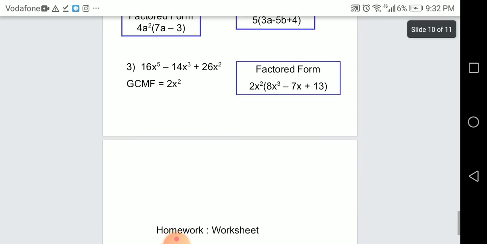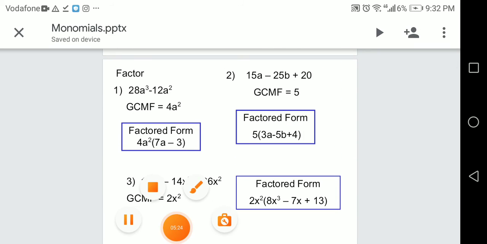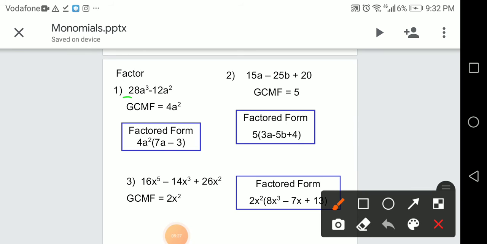I have some more examples here. Let's do one and the others will be homework. 28a to the power 3 minus 12a to the power 2. What is the GCMF now? 28 and 12 are divisible by 2, and what else? By 4. So 4 is greater, right? So take 4, or make a prime factorization to find the greatest common factor. It's up to you. So I got 4. A to the power 3 or a to the power 2? What should I choose? A to the power 2, of course. So 4a to the power 2.